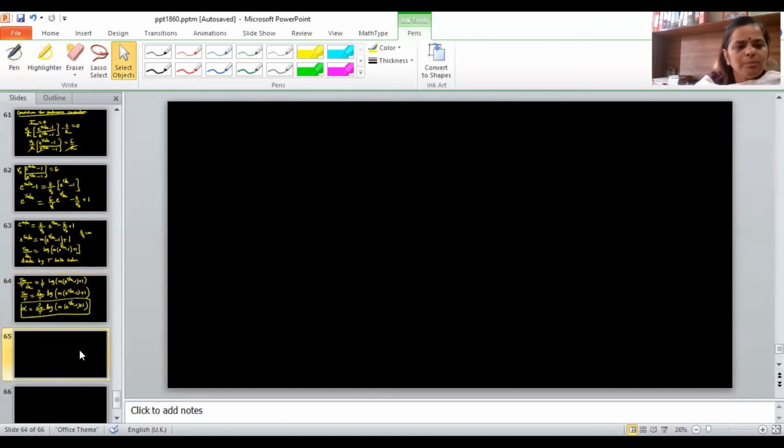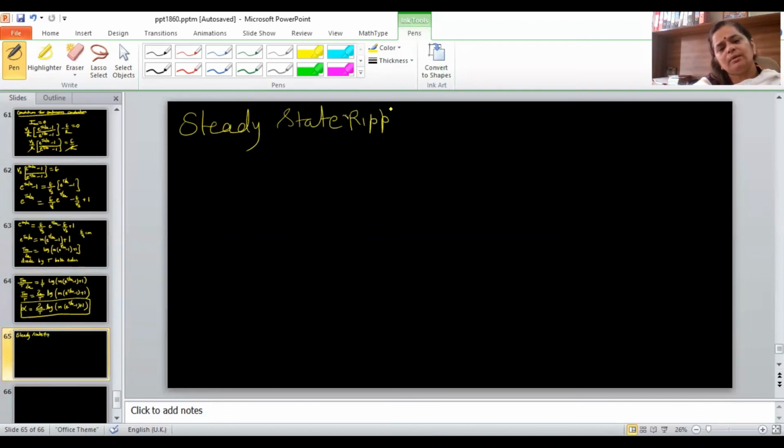Now, one more thing I want to calculate, that is the steady state ripple. Steady state ripple means what will be the change in the magnitude of current. So you know that the load current is going maximum and minimum. So steady state ripple is nothing but I max minus I minimum.